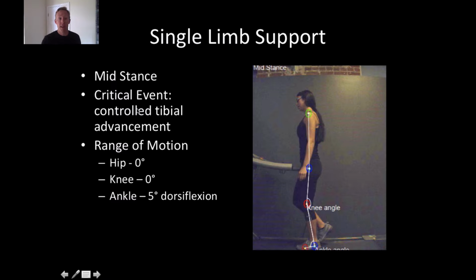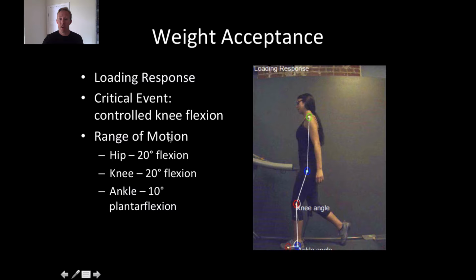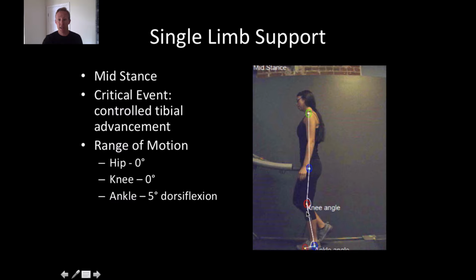And again, that makes sense. The critical event is controlled tibial advancement. So our tibia was back behind a little bit. You can see here, the tibia is back behind a little bit. These guys are going to contract, and that's going to pull the tibia. Now you can see the tibia is sort of tipping forward. So that's tibial advancement.